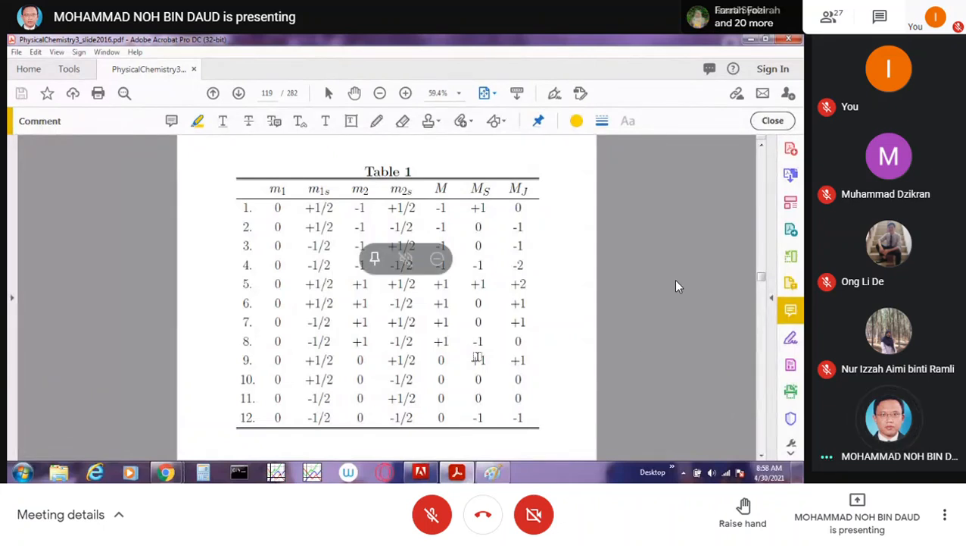Here, okay, we are looking for the highest and the lowest MJ quantum number. So I can select this row.